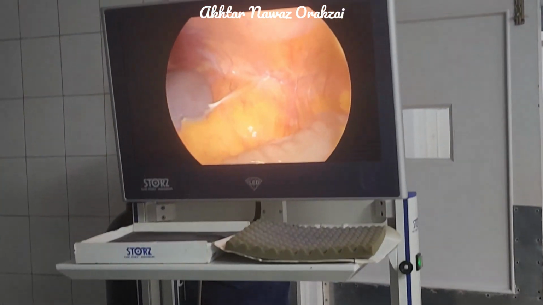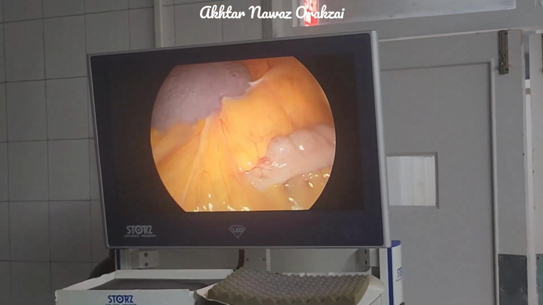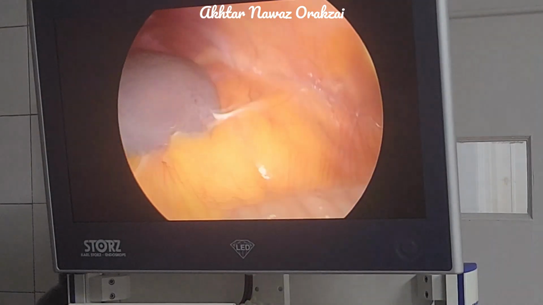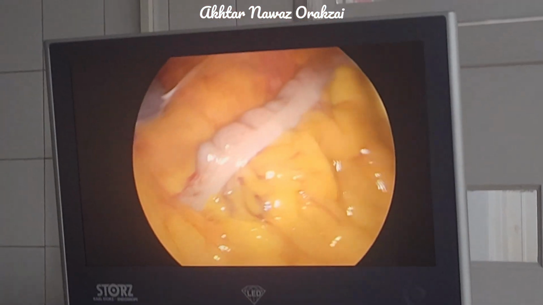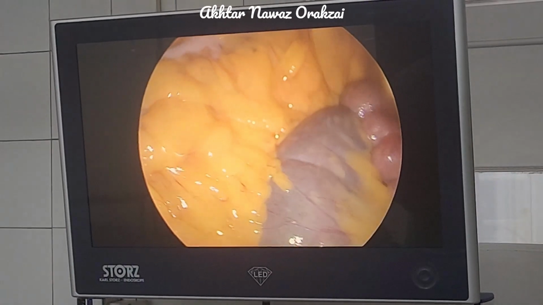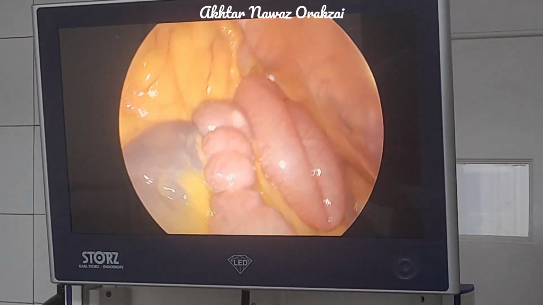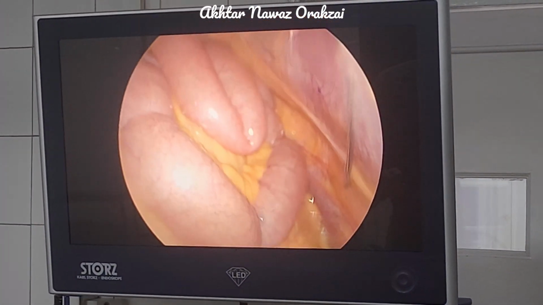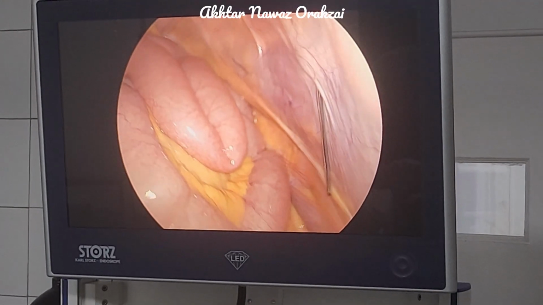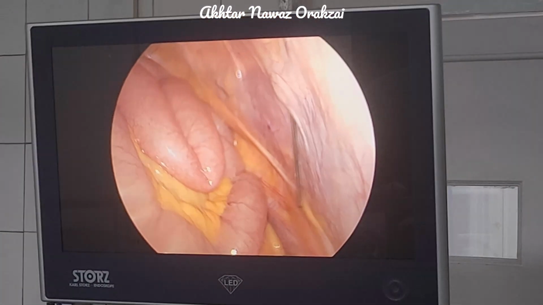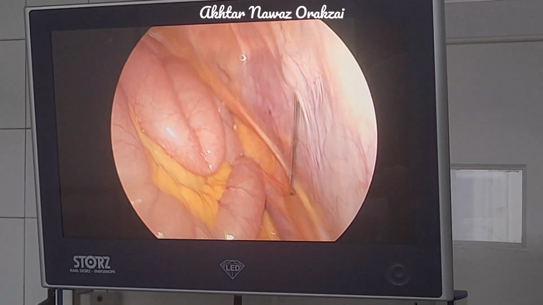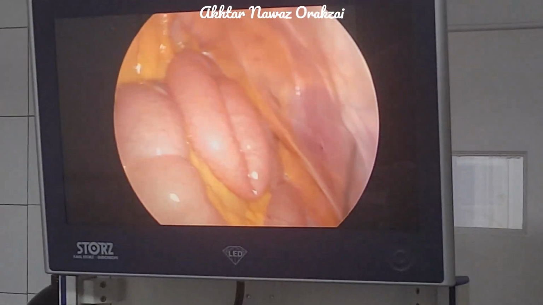So we are in the peritoneal cavity. We can see the spleen, the diaphragm, the left colon, and this is the gut. And we see the place of the Veress needle to see if there is any complication. So it is free of complications.